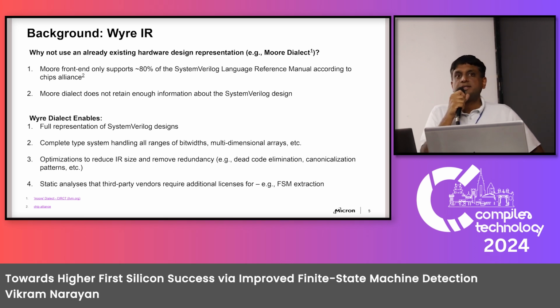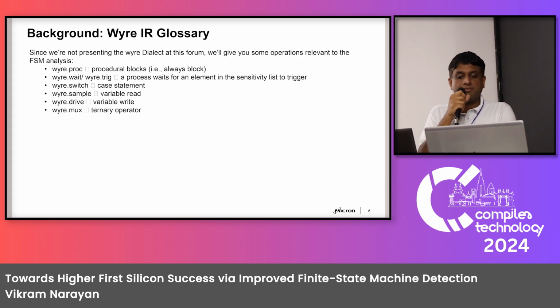And then it also brings in the MLIR concepts of static analysis, dead code elimination, canonicalization, and all of those things, which probably are not completely available in the Moore dialect. So these are some of the basic operations that are already there in the WireIR intermediate representation. And these are basically used in the case of FSM extraction.